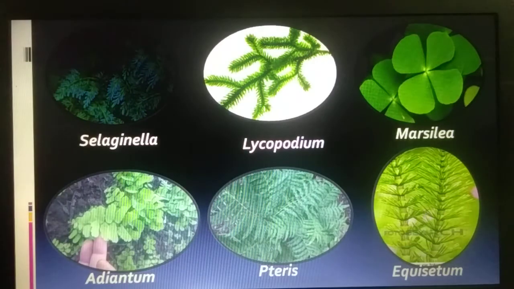And this is regarding all the 3 different divisions which belong to cryptogams, and we are going to learn about phanerogams, the flowering plants, in the next video.